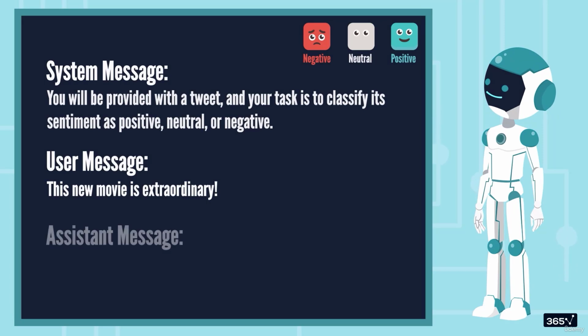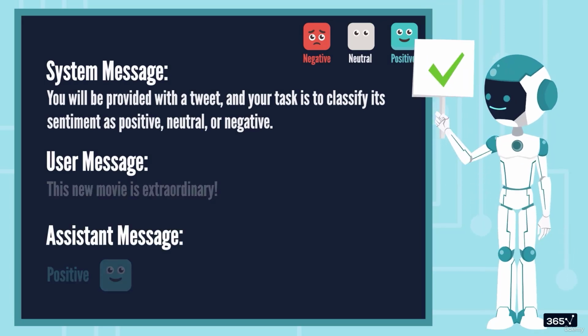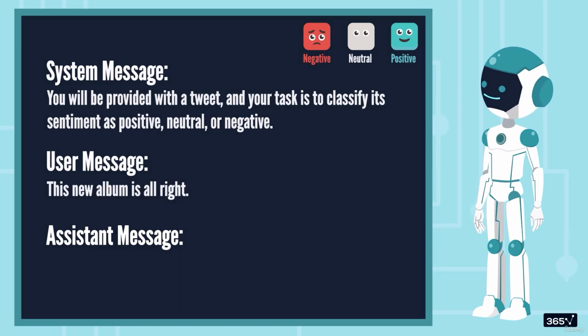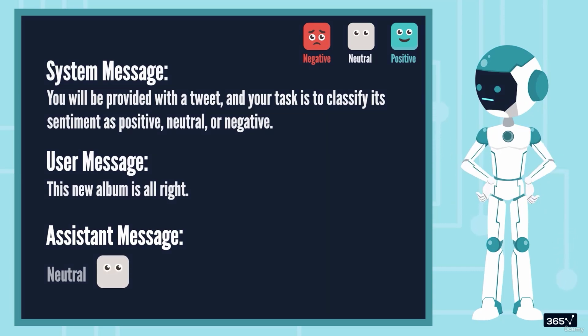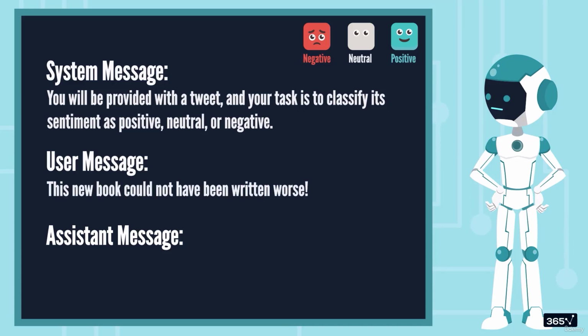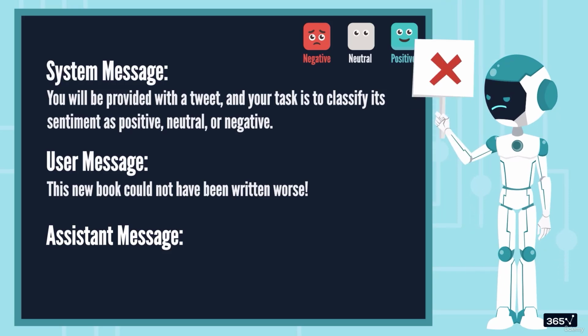An assistant message then helps the model identify that as a positive tweet. We follow up with the second example reading, "This new album is all right." An assistant message then notes that this tweet has a neutral tone. Let's now give an example of a negative tweet. I've chosen the following. "This new book could not have been written worse." As usual, an assistant message then describes the sentiment, which, in this case, is negative.